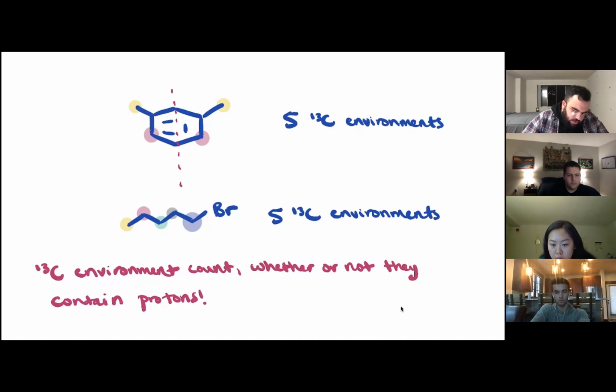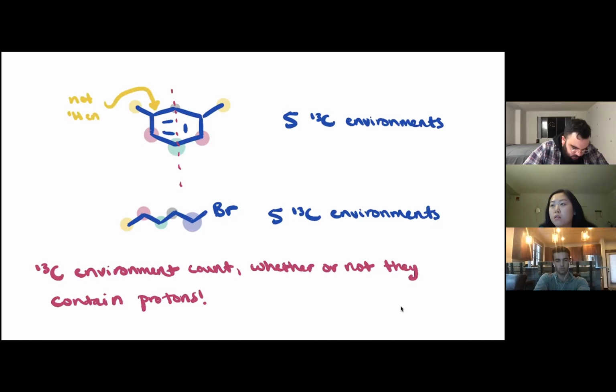Okay, you have another one over here on the bottom, and then you have another one over at the top. Unlike previously, this peak that you see over here is not going to be a proton environment because there are no protons attached. So because of that, even though we had 5 carbon environments, we would only expect 4 proton environments here.